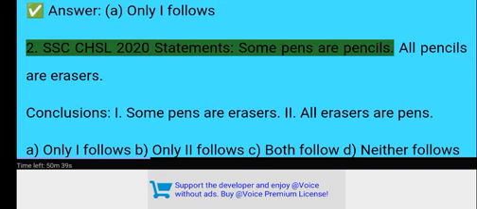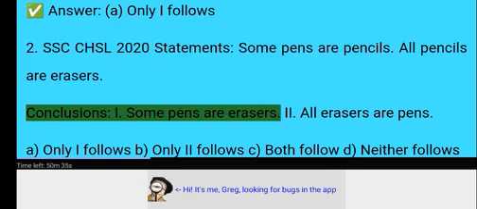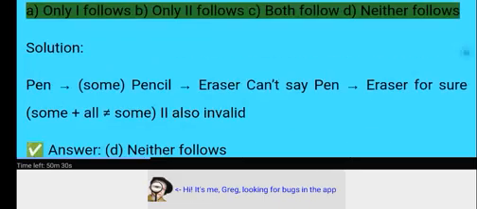2. SSC CHSL 2020. Statements: Some pens are pencils. All pencils are erasers. Conclusions: 1. Some pens are erasers. 2. All erasers are pens. A. Only 1 follows. B. Only 2 follows. C. Both follow. D. Neither follows.